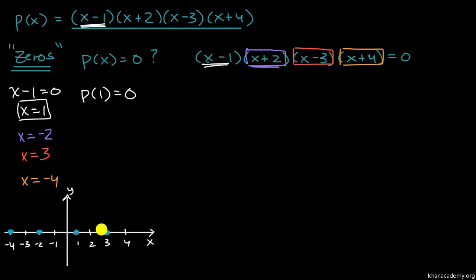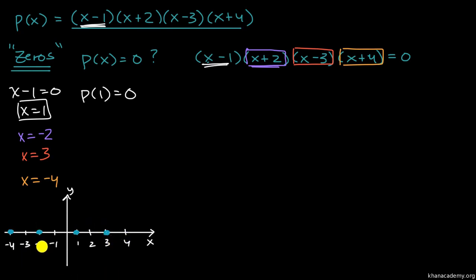Now, we don't know exactly what the graph looks like just based on this. We could try out some values on either side to figure out, hey, is it above the x-axis or below the x-axis for x values less than negative 4? And we can try things out like that, but we know it intersects the x-axis at these points. So it might look something like this. This is a very rough sketch. We don't know without doing a little bit more work.